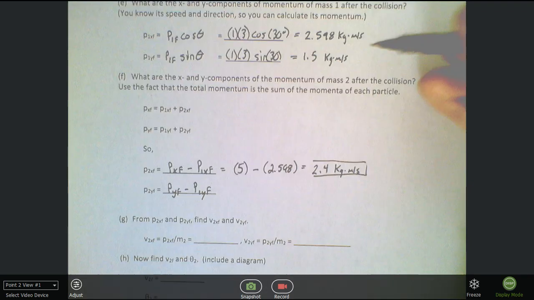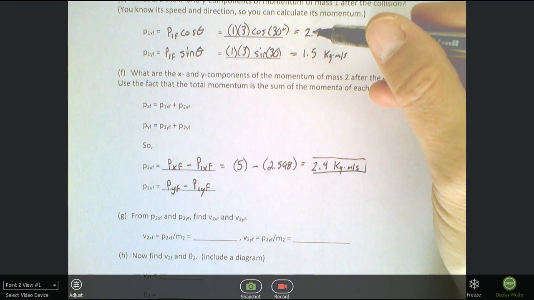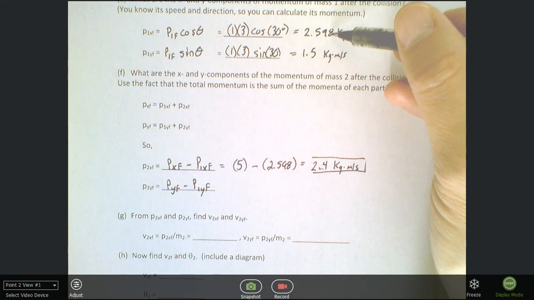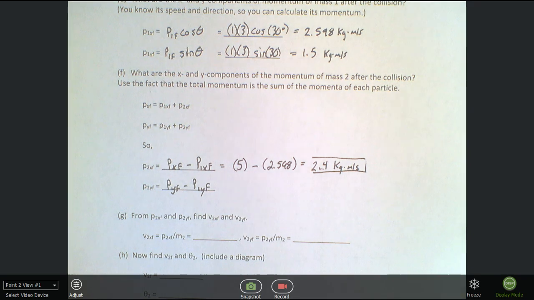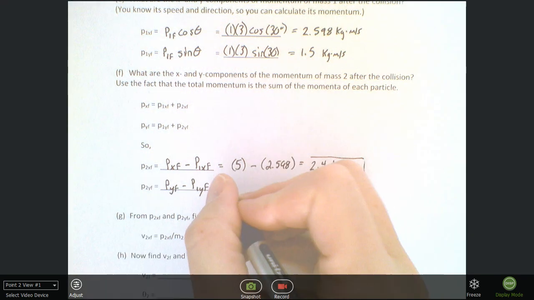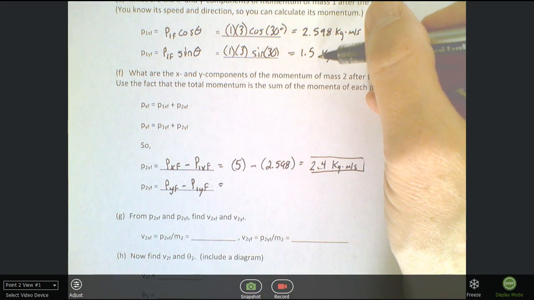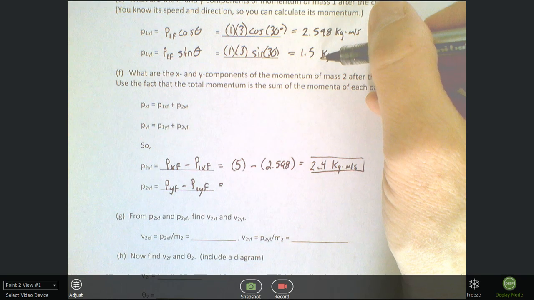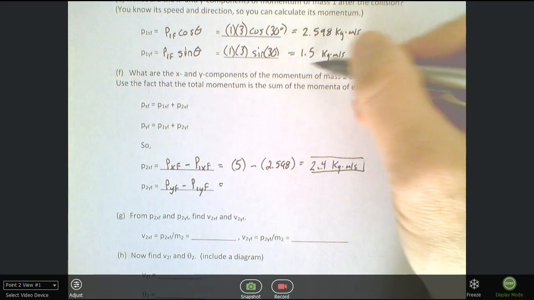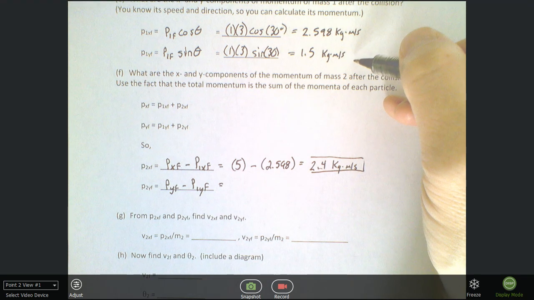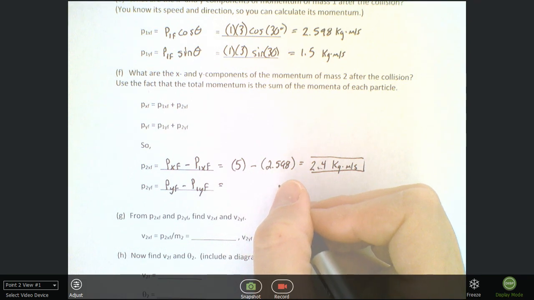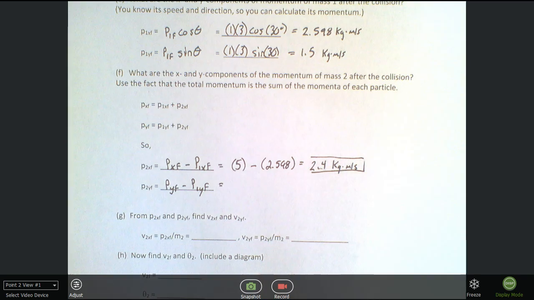So the first object was carrying 2.598 in the x, and this is carrying 2.4 in the x. 2.4 plus 2.598, which is basically 2.6, is 5 to the right. And that's what the total momentum was to the right. So that makes sense. You can answer the next one super easy. The total momentum in the y direction was 0, so therefore the final momentum in the y direction was 0. If the first object was carrying 1.5 kilogram meters per second up, this one must be carrying 1.5 kilogram meters per second down, so that they balance out completely and come out to 0.